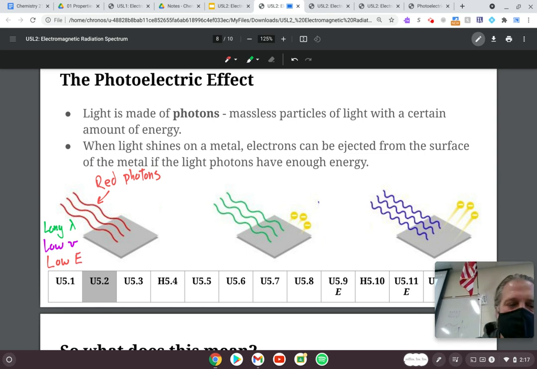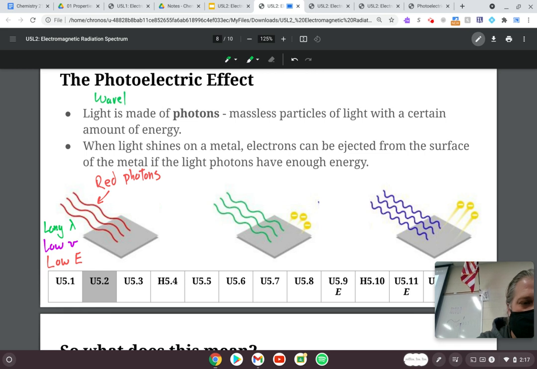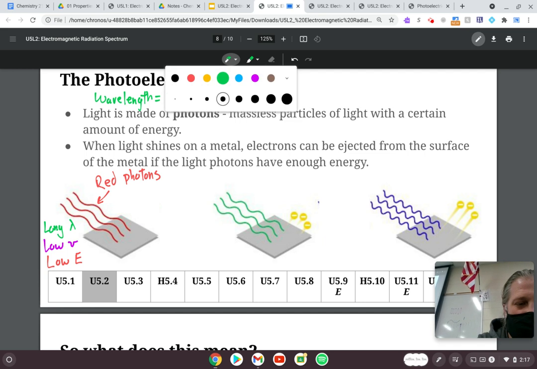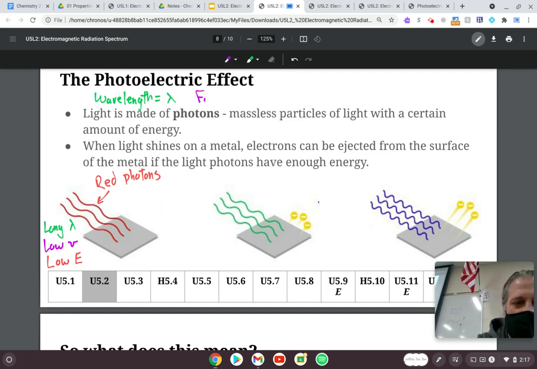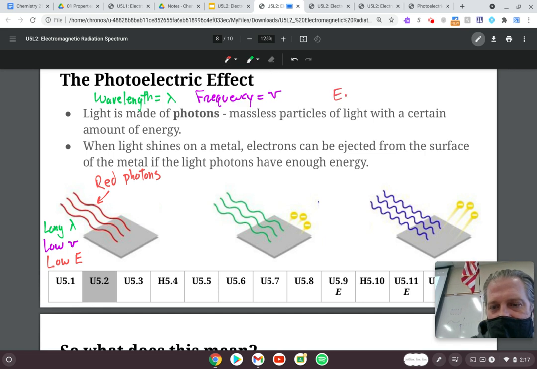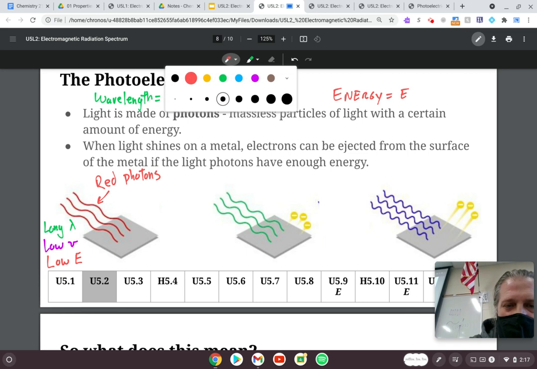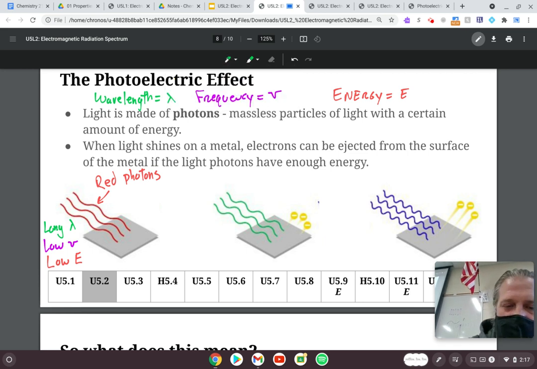And to review, wavelength is the upside down y, known as lambda. Frequency is the fun little v, also known as nu. And energy is just an E, because why not? Now, in the middle diagram, you have green bacon, and if you have green bacon, you probably shouldn't eat it, but really it's green photons.